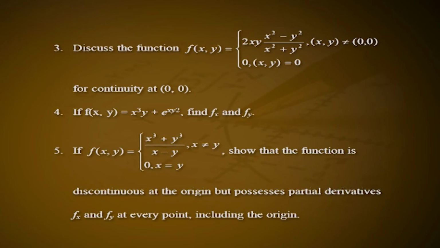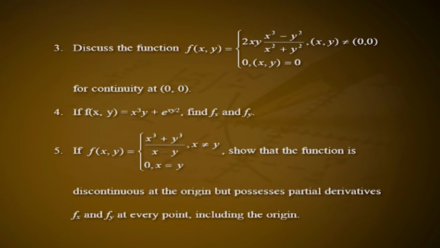Third one, discuss the function f(x, y) = 2xy(x² − y²)/(x² + y²) for (x, y) not equal to (0, 0) and 0 for (x, y) = (0, 0), for continuity at the point (0, 0). Fourth one, if f(x, y) = x³y + e^(xy²), find fx and fy.